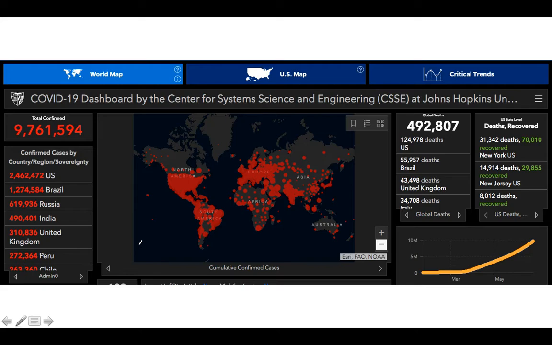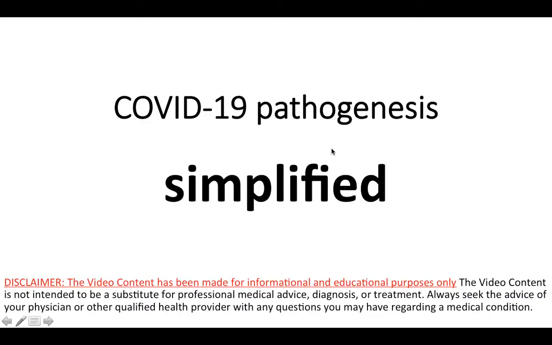Today, when Johns Hopkins updated its website, we have this horrific number of COVID-19 cases: almost 10 million cases and almost 500,000 deaths reported so far. These are horrific numbers, and we can see that each and every part of the world is affected by coronavirus. So today we are going to learn about the pathogenesis of coronavirus. So let's begin.